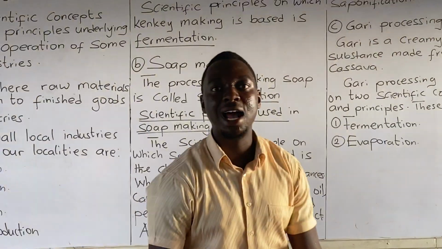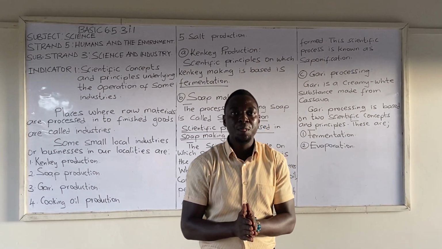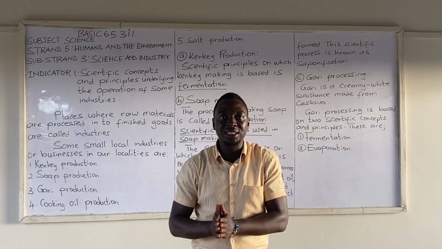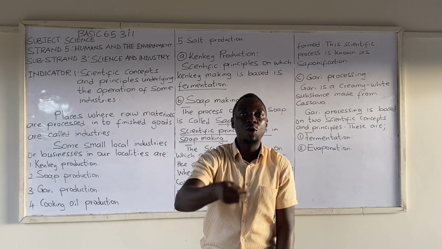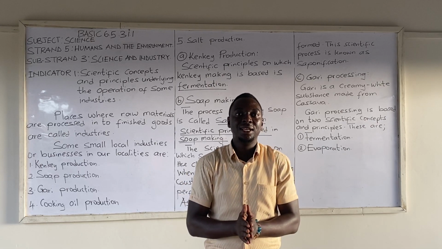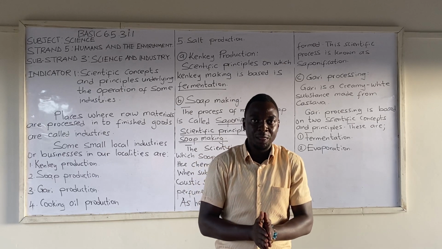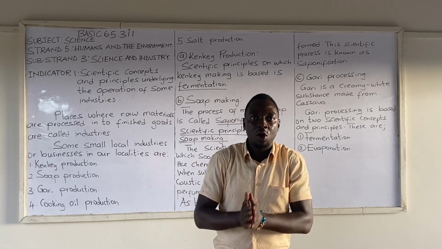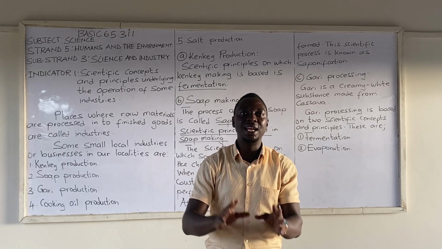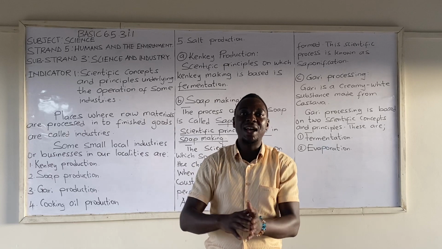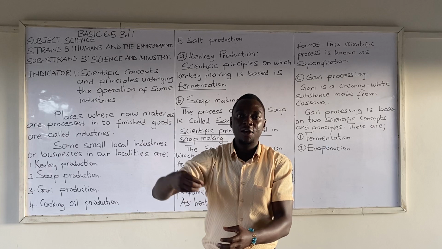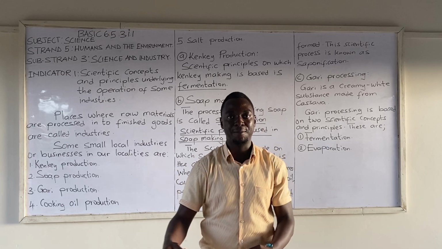As I explained earlier on, when we say fermentation, when foods containing starch are left for some days for a few percentage of alcohol to be produced in them, that is what we term as fermentation. The food has been fermented. So in the garri processing industry, they use fermentation. Cassava contains starch. The grated cassava is twisted and left for some days for it to ferment. That is, a small amount of alcohol is produced in it.